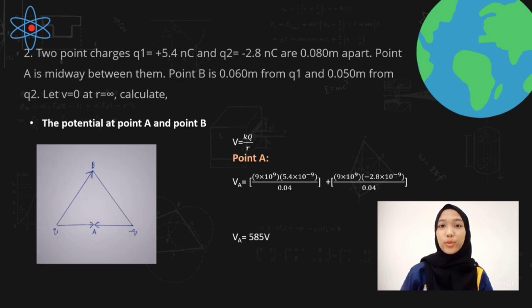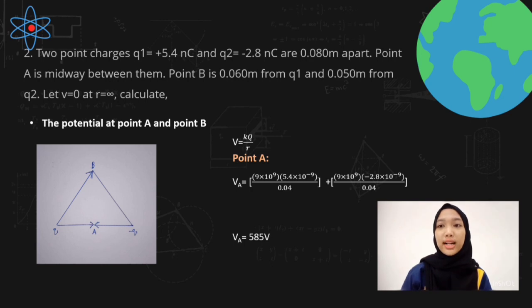For the second question, the 2-point charges Q1, positive 5.4 nanocoulomb, and Q2, negative 2.8 nanocoulomb, are 0.08 meter apart. Point A is midway between them. Point B is 0.06 meter from Q1 and 0.05 meter from Q2. Let V equal 0 when R is infinite. Calculate the potential at point A and point B.